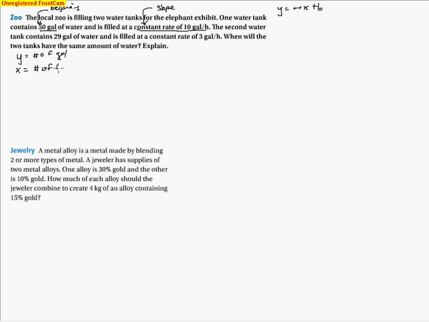And I get those units because I look at the slope. I look at the constant rate of change. Gallons is the y value, hours is the x value. And so I know that slope is the rise over the run, the change of y over change of x. So y is gallons, x is hours. So let's take a look at our first tank again. Tank number 1, it's going to be y equals, and then I've got that initial 50 gallons plus 10 gallons per hour, 10x, where x is the number of hours. So that's tank 1. Tank 2.